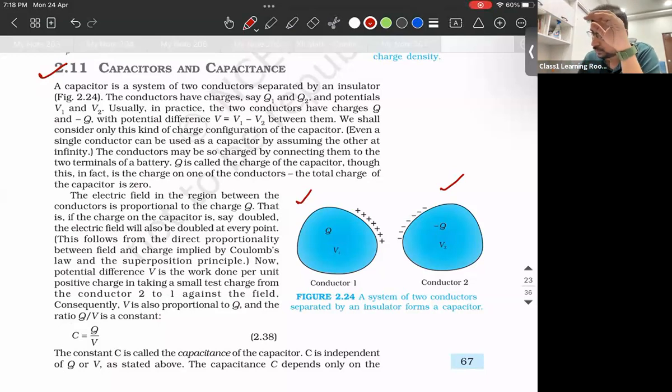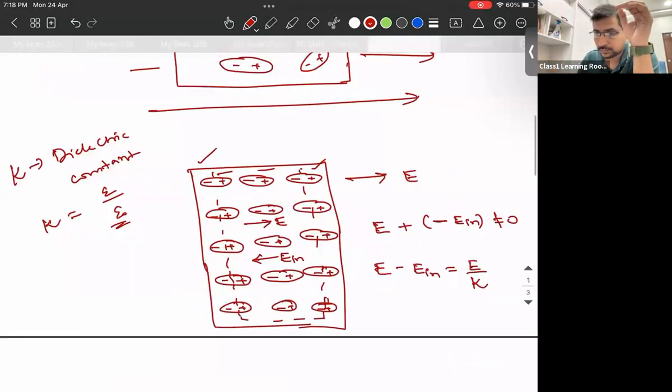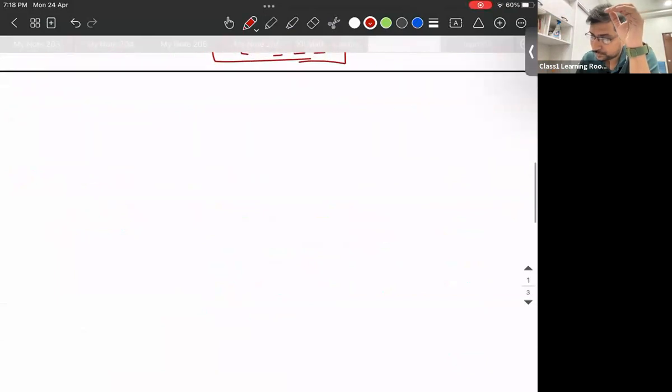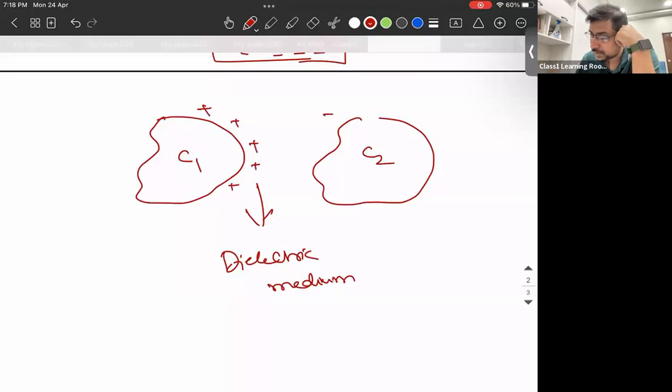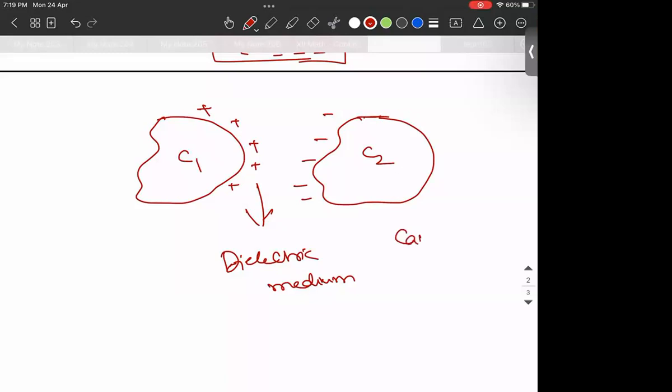Okay. So what will you have? You will have conductor 1, dielectric medium, conductor 2. Here you will have positive charge. Here you will have negative charge. Are you able to understand this point? This is how the setup of a capacitor is done.